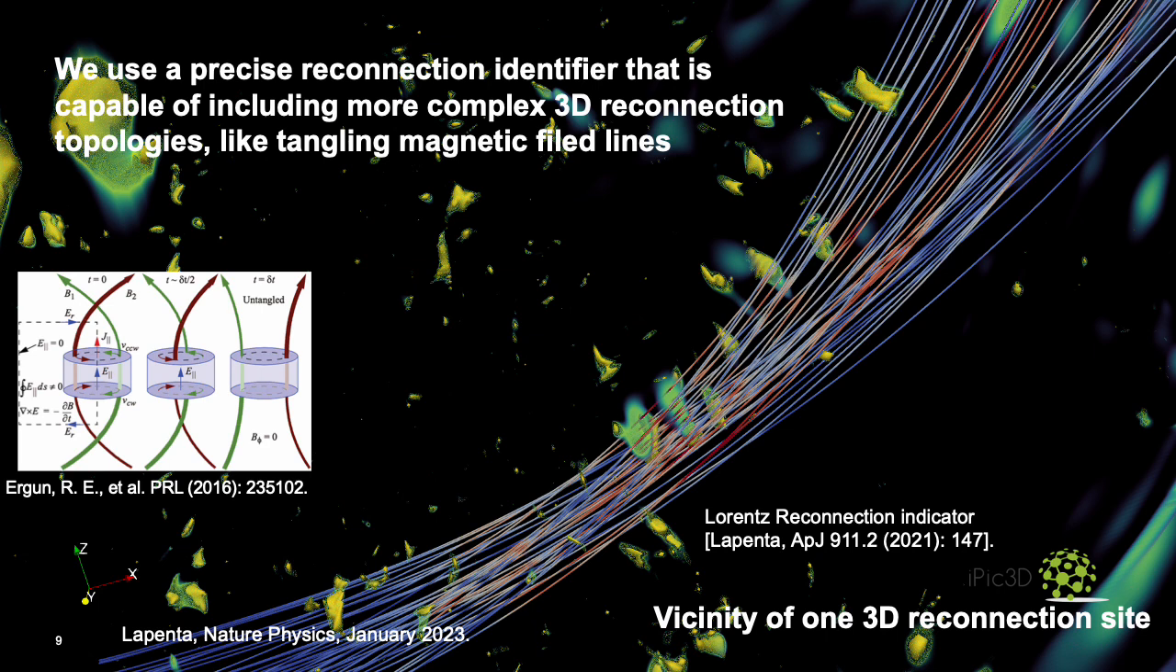And you can see here, we pick one region specifically, and we trace the magnetic field lines as they wrap around each other and reconnect, as indicated in this cartoon from a paper by Bob Ergan. You see these yellow regions are regions of reconnection found by the Lorentz indicator, and we pick one and look at the magnetic field lines and we find the reconnection is happening.